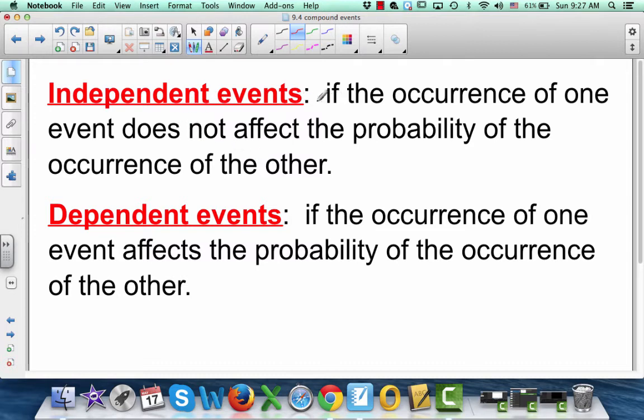Independent event, if the occurrence of one event does not affect the probability of the occurrence of the other. A dependent event, if the occurrence of one event affects the probability of the occurrence of the other. So for a dependent event, the sample space will be different the second time than it was the first time.